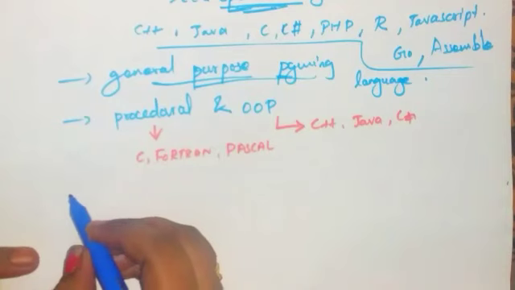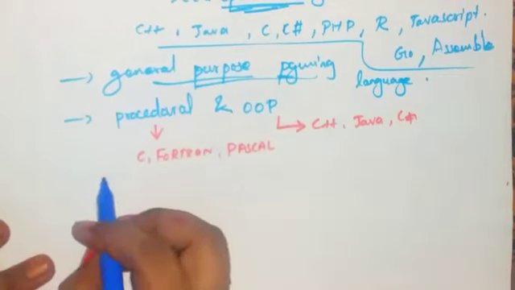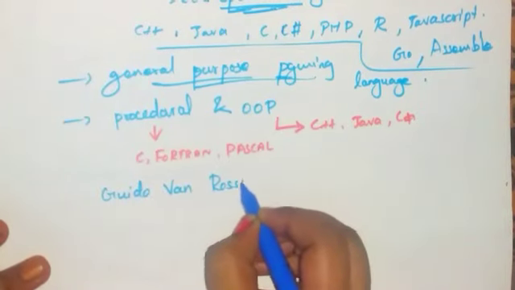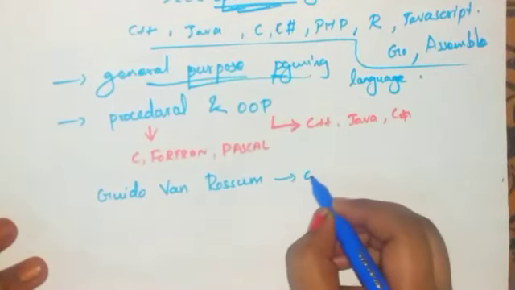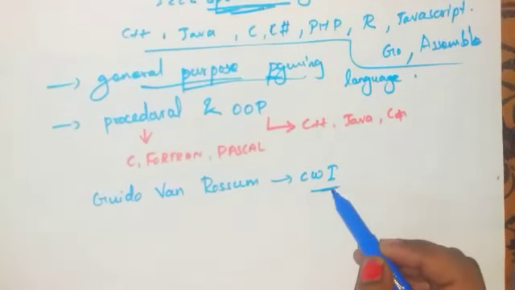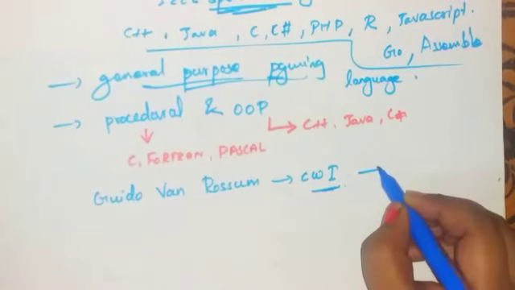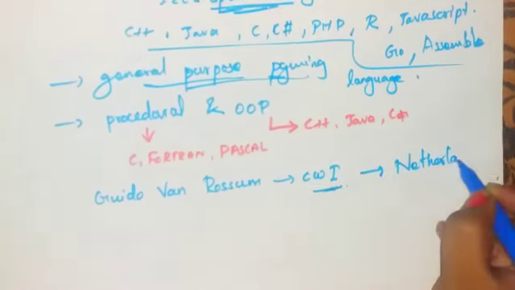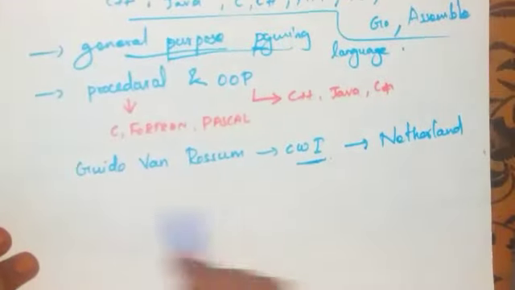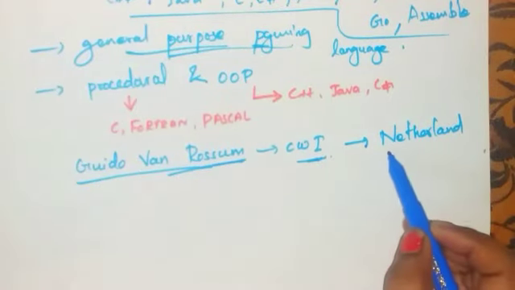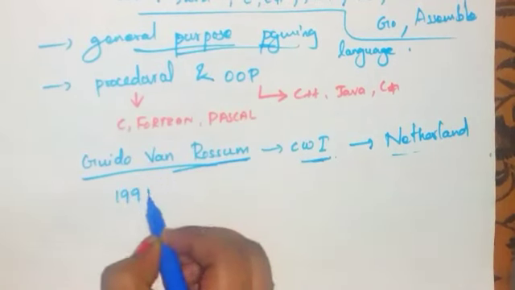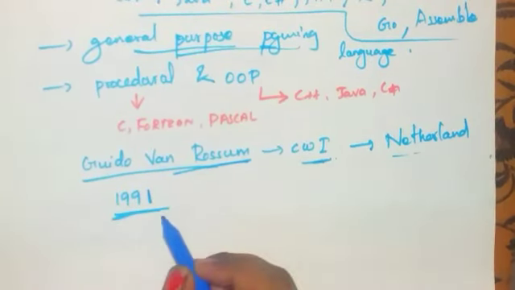Who created Python? The Python language was created by Guido van Rossum. Where? At CWI, which is the National Research Institute for Mathematics and Computer Science. In which place? Netherlands. Okay, so the Python language was created by Guido van Rossum in the Netherlands. Okay, this language was released in 1991. In which year? 1991.